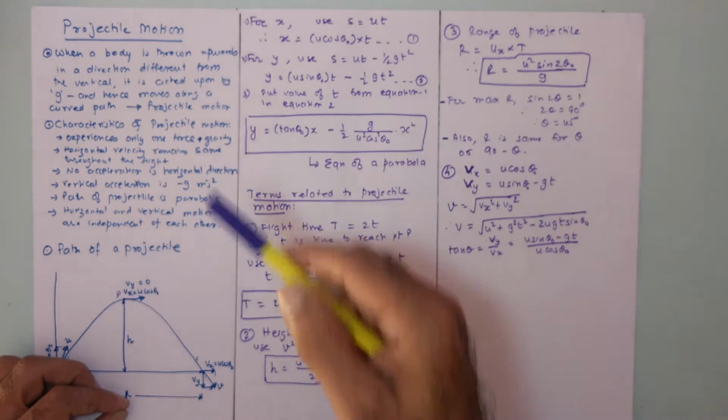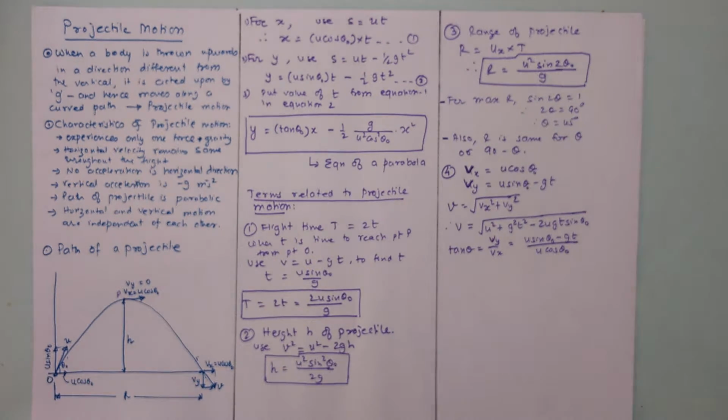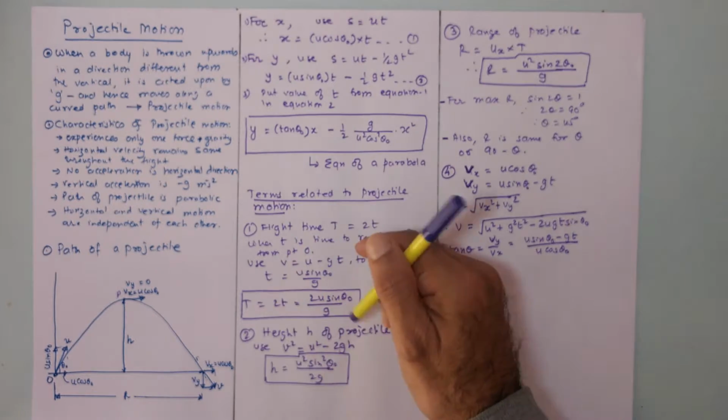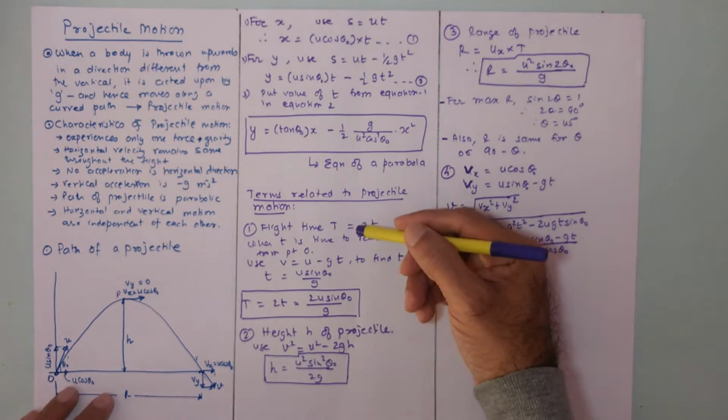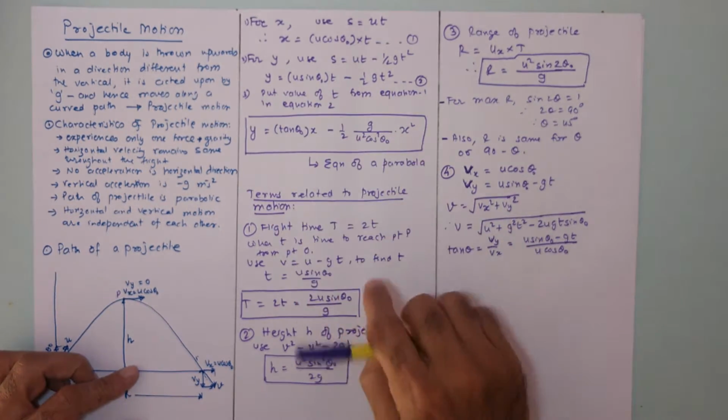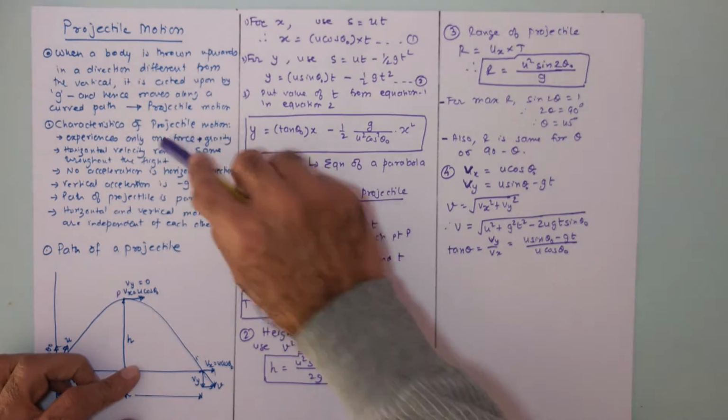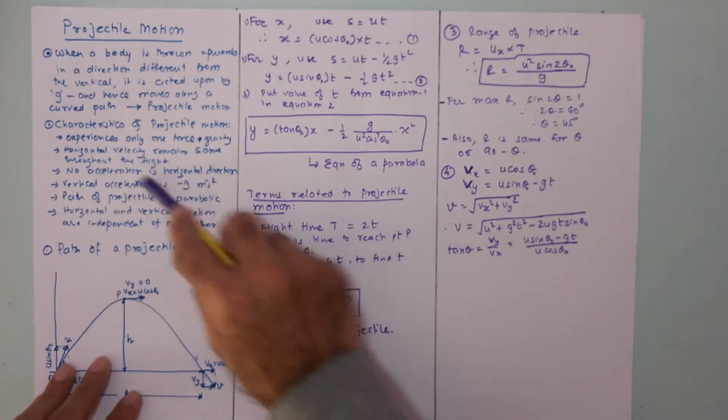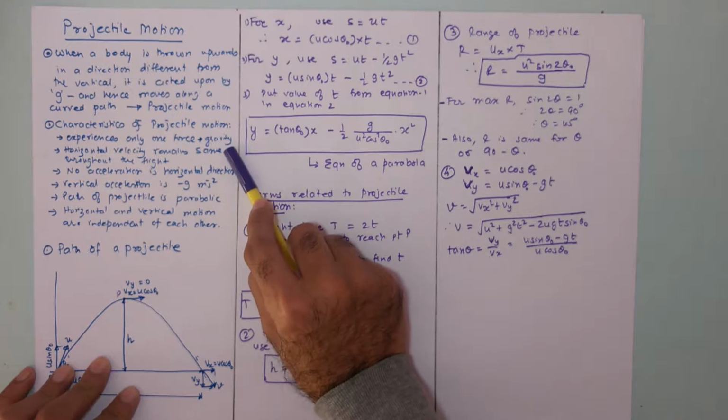a gravitational force that starts acting on it, and in fact that becomes the only force acting on it, and the object moves under the influence of the gravitational force alone, and such type of motion is known as projectile motion. A very important part: characteristics of projectile motion. First, it experiences only one force, and that is gravity.